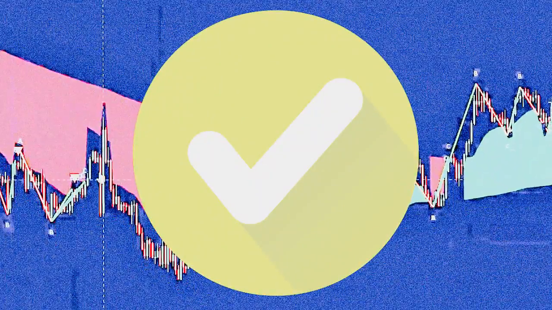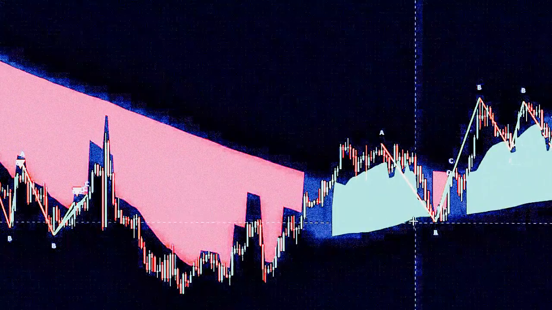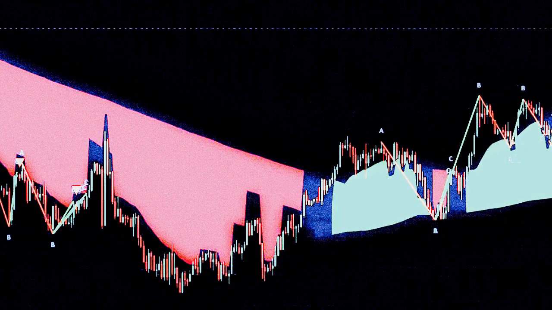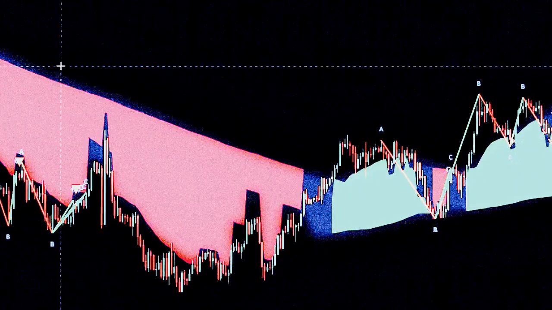The indicator consists of 3 components. The first component is the trend cloud. This component shows us the current trend. It visually represents a range of prices and acts as a support or resistance level.